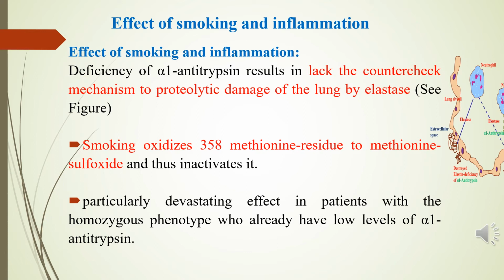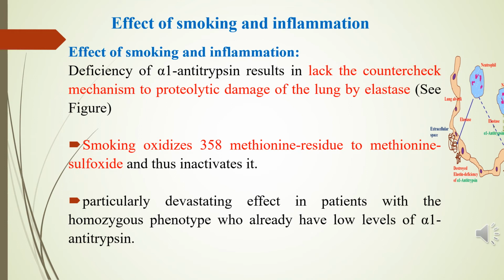Smoking is also one of the risk conditions. Smoking oxidizes the 358 methionine residue to methionine-sulfoxide, and by this it inactivates the alpha-1 antitrypsin. As a result, affected molecules of the alpha-1 antitrypsin lose their protease neutralizing action.